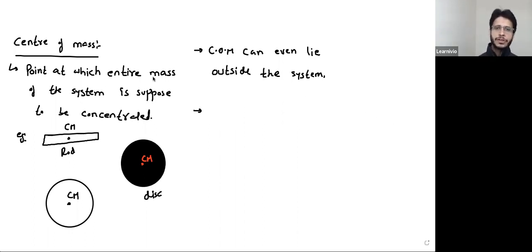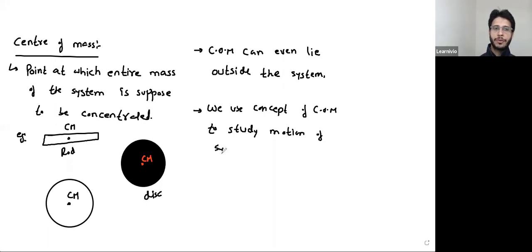Now this is the definition of center of mass. Why do we use center of mass? We use the concept of center of mass to study motion of system of particles.